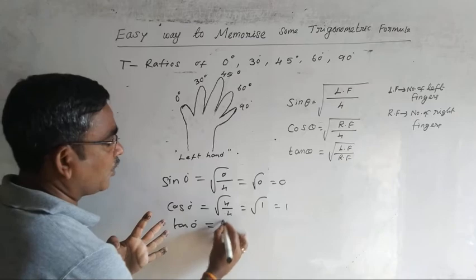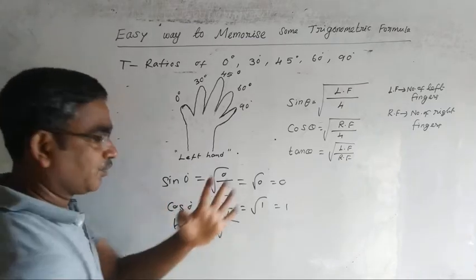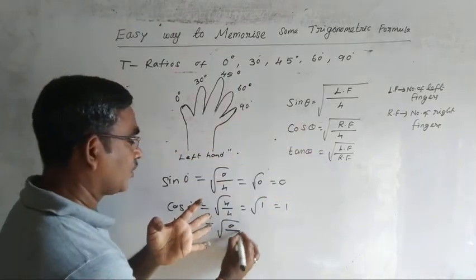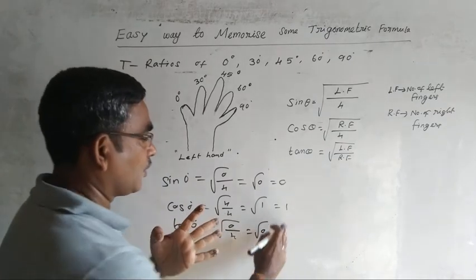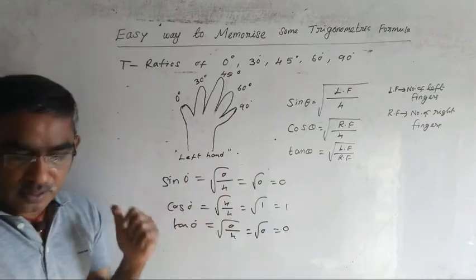Tan 0 is left finger by right finger. With the 0 degree closed, left finger is nothing, right finger is 4. 0 by 4 becomes 0. It is equal to 0. So you will get tan 0 equal to 0.